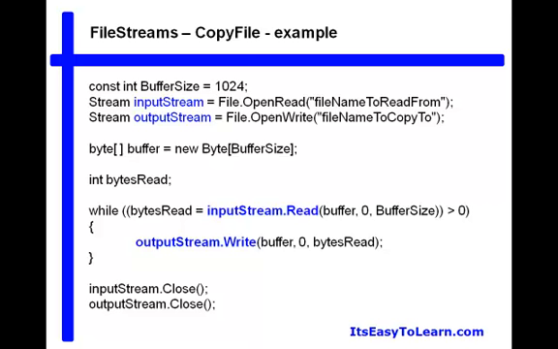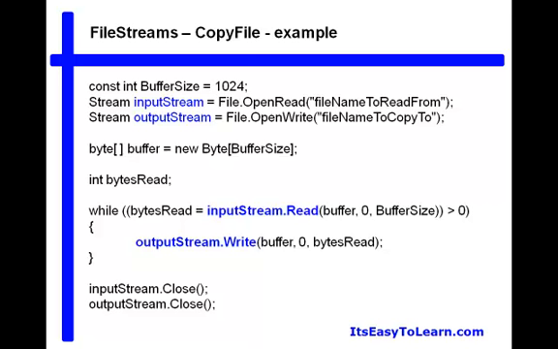Then on the input stream we do a read, and to the read we pass in a buffer, which is a byte array. The read method reads bytes into the byte array and returns the number of bytes read. It continues to read from the input stream till the bytes read equal 0. When bytes read equal 0, it means we have reached the end of the file.